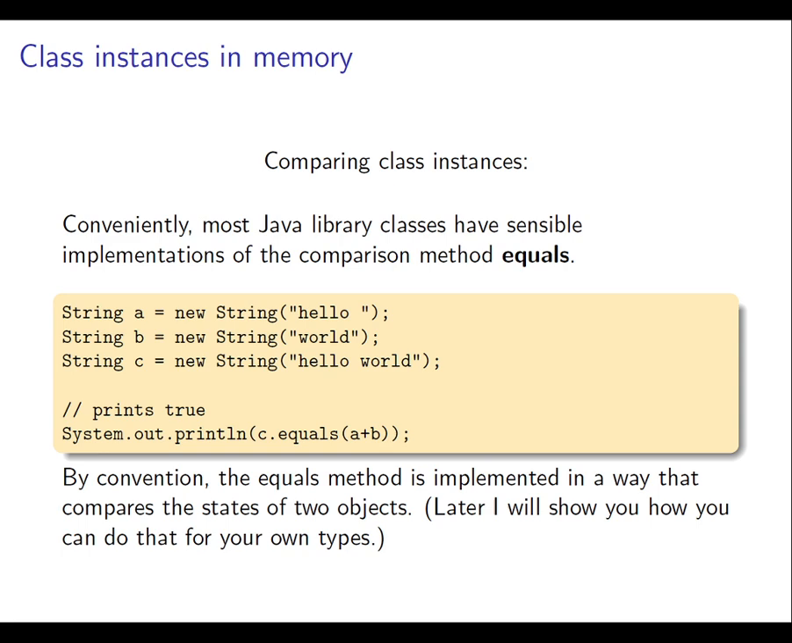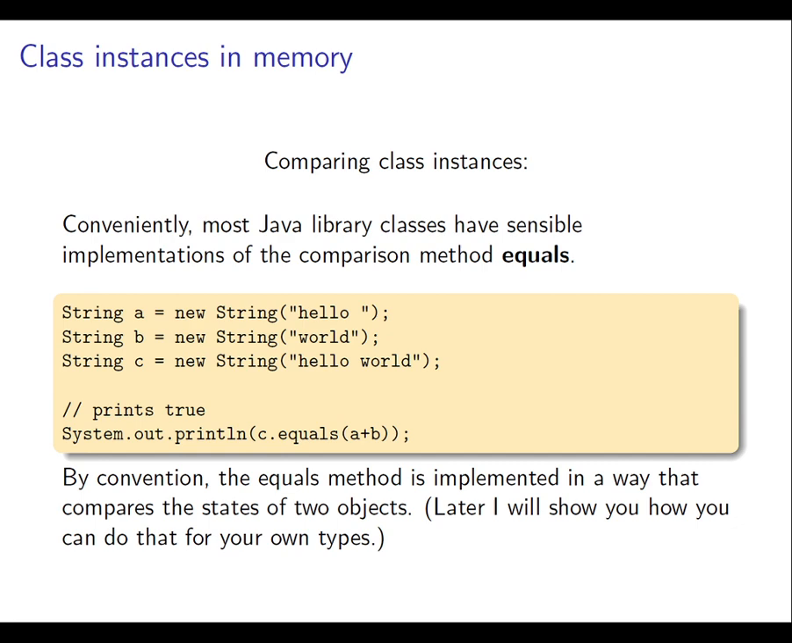Okay. So most Java library classes have sensible implementations of the comparison method equals, and here's one example of its use. We can define 3 strings, one containing hello followed by a space, one containing world and one containing hello world, and we can ask, is it the case that a plus b, remember plus works as concatenation on strings, is that equal to c? And the answer in this case is yes. You'll get true printed out as a result of that.